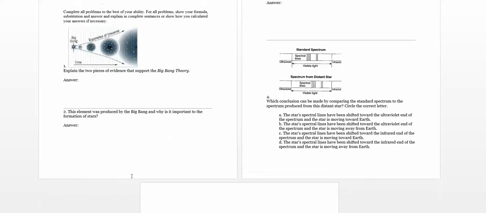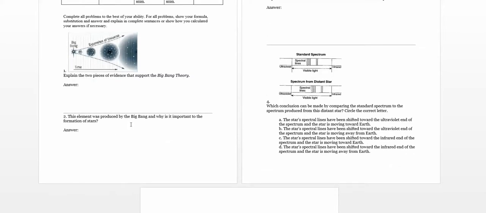Let's see, you got to find number 2. This element was produced by the Big Bang, and we know there's only 2 elements that were produced by the Big Bang, and that was hydrogen and helium. And hydrogen is important to the formation of stars because it's the fuel for fusion.